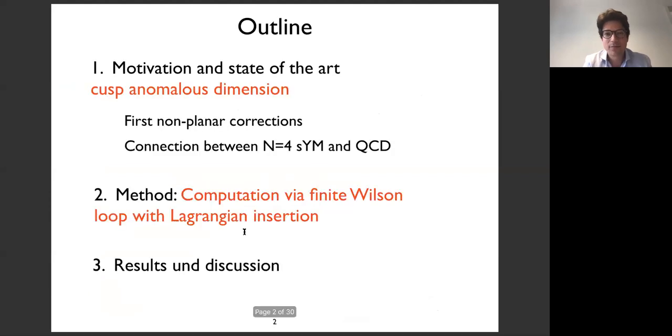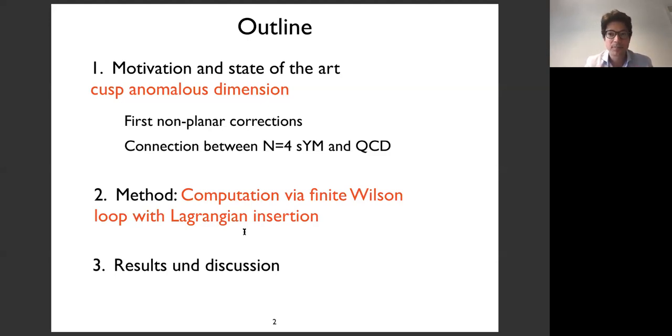Now, let me start with an outline. I'm going to begin by giving some general motivation why we're interested in this particular anomalous dimension. And then I'm going to focus on the first non-planar corrections for this quantity. We're going to compute those, and we're going to also be interested in how it changes between N equals 4 and QCD. We're going to see that it's actually very, very much related.